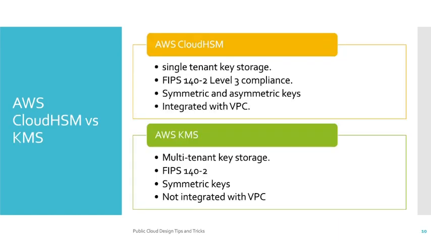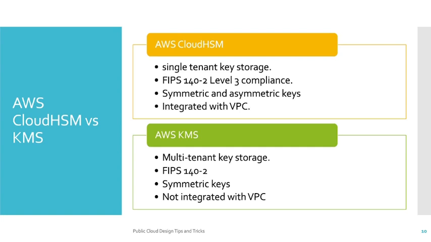So let's try to understand the difference between AWS CloudHSM and AWS KMS. AWS CloudHSM is a single-tenant key storage. When we say single tenant, that means the underlying hardware is used by only one tenant. If you are a private organization, then CloudHSM is much more secure. It also supports FIPS 140-2 Level 3 compliance, whereas AWS KMS is a multi-tenant key storage and it only supports FIPS 140-2.